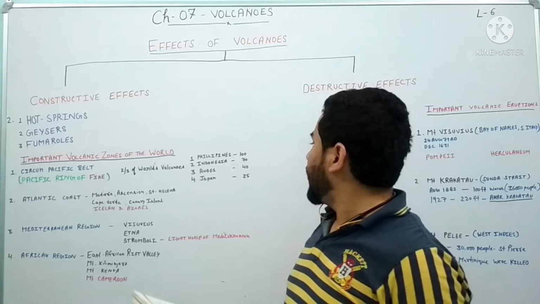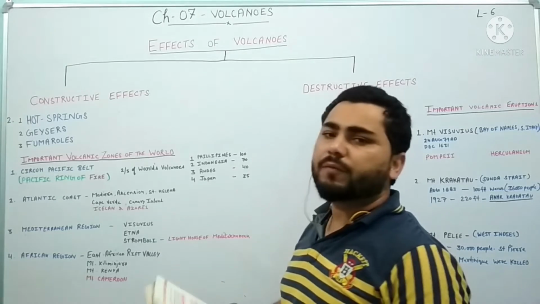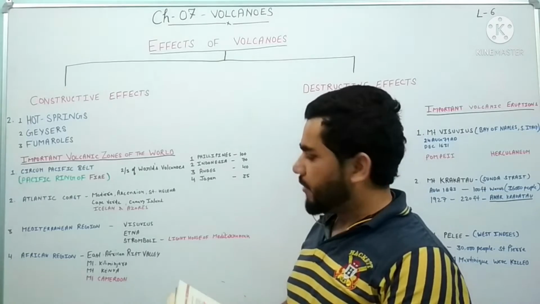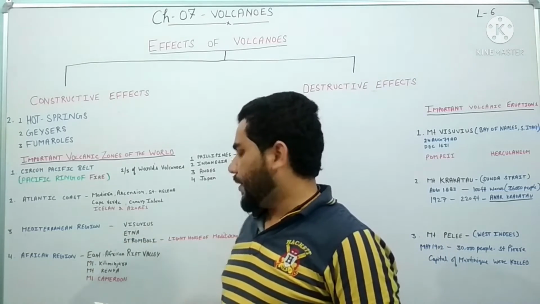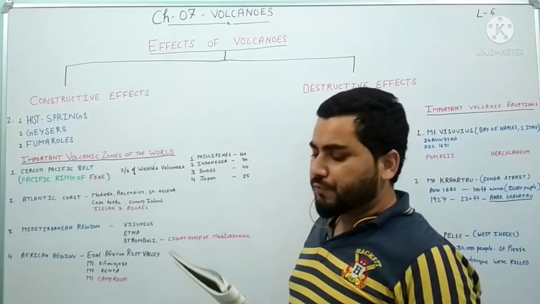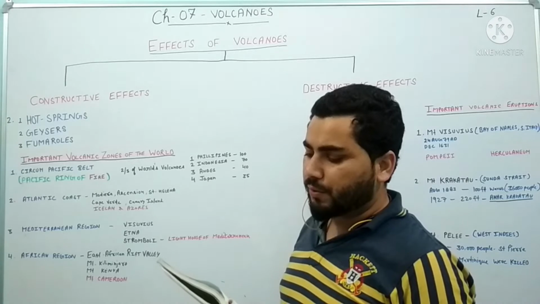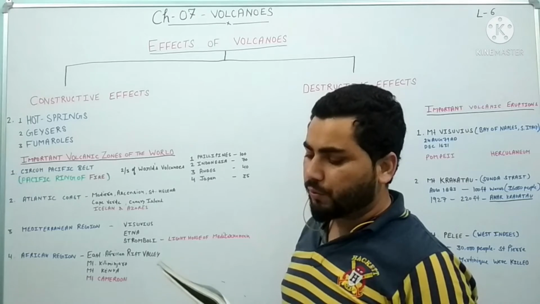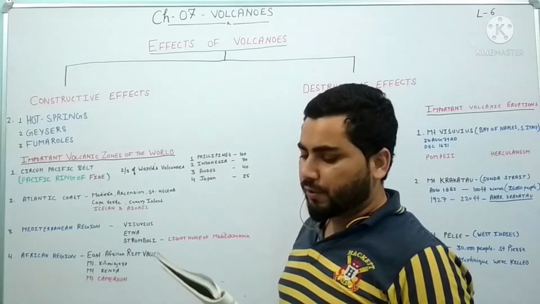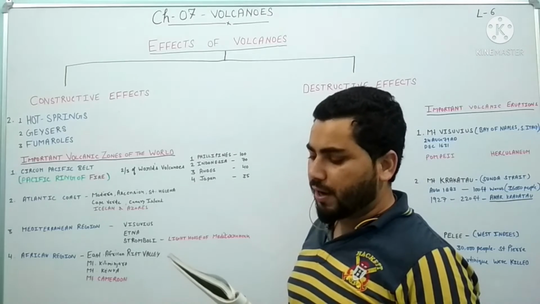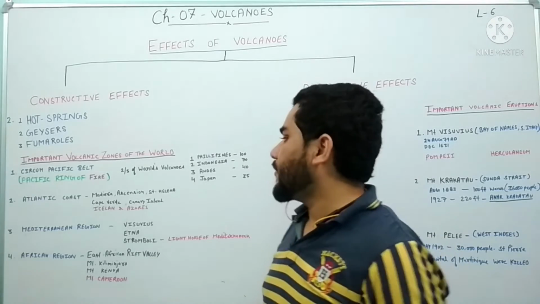Then mid-world mountain belt. They have written here, but I have categorized these things into Mediterranean region. Mount Vesuvius and Mount Etna and Mount Stromboli, the famous active volcanoes, are located in the mid-world mountain belt. The only active volcano in India, in Andaman and Nicobar Island, is also located in this belt. The Hawaiian Island, Canary Island, and Mount Kenya are also in the mid-world mountain belt. So it was given in the book.